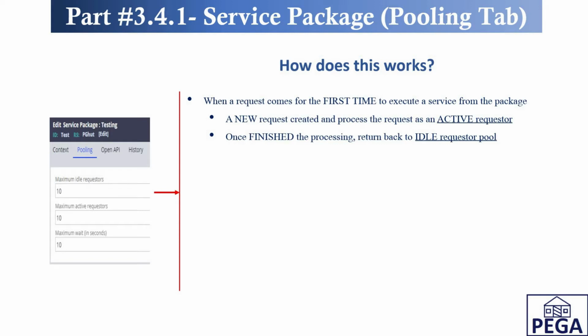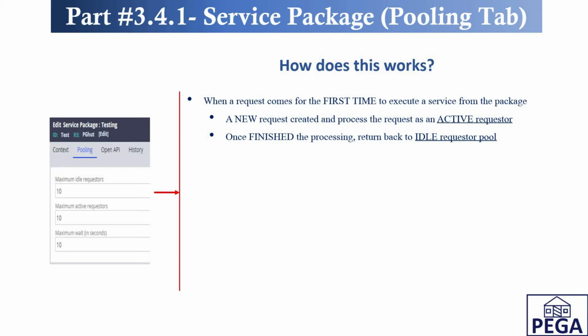Now, to execute a service from the package, a new requester will be created and processed as an active requester. The first time, there won't be any requester, so a new requester will be created and processed as an active requester. Once that requester finishes, it will come back to the idle requester pool.